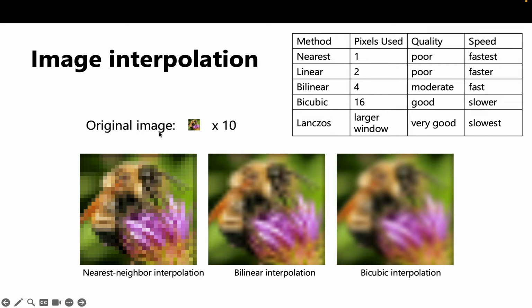The original image is something like this, and you want to make it 10 times bigger. If you apply the nearest neighbor interpolation, you will have this left image, and you see the image has a lot of pixelated effect. If you use a bilinear interpolation, the result is slightly better and smoother, and bicubic is even better.